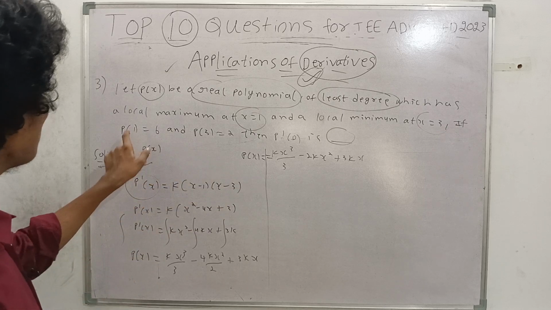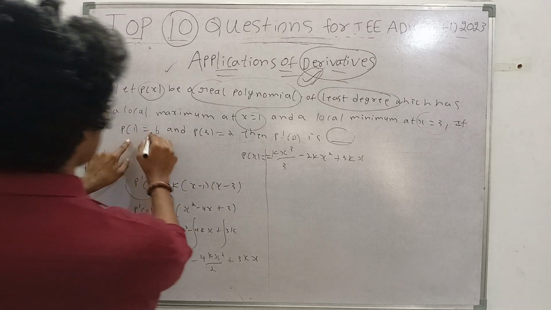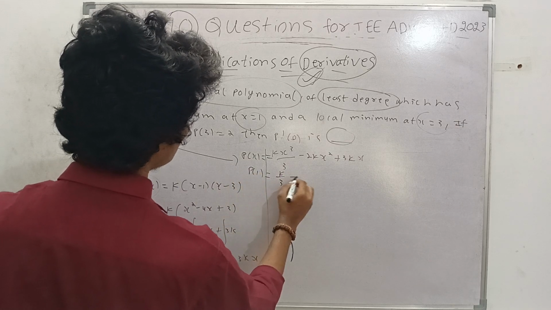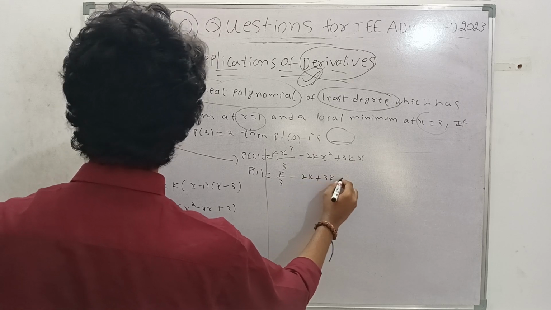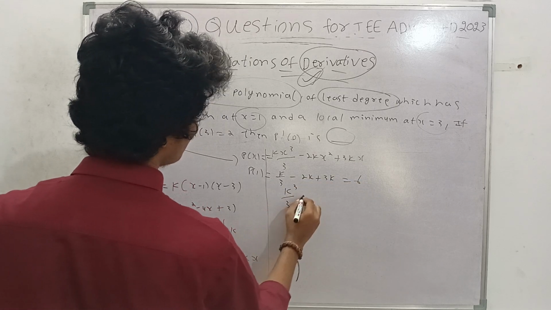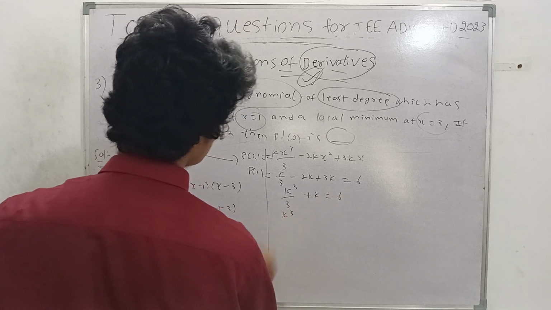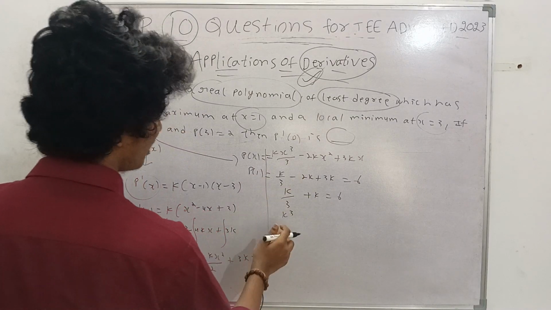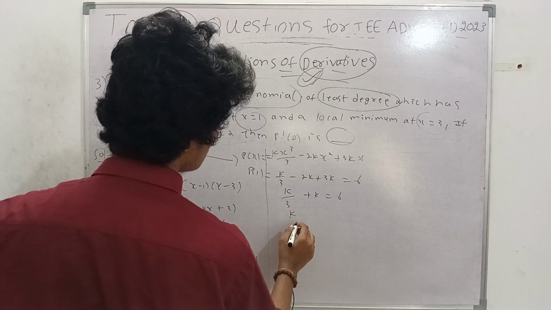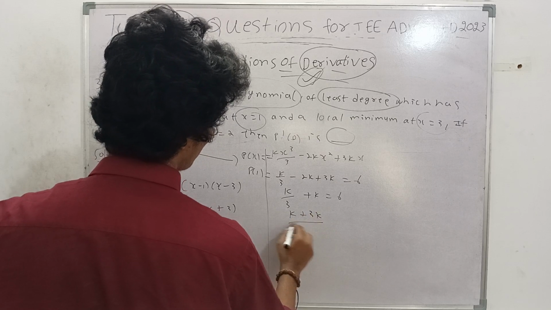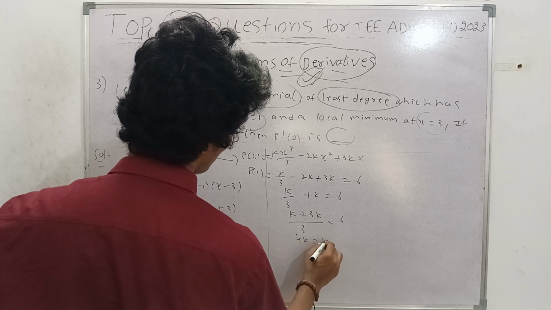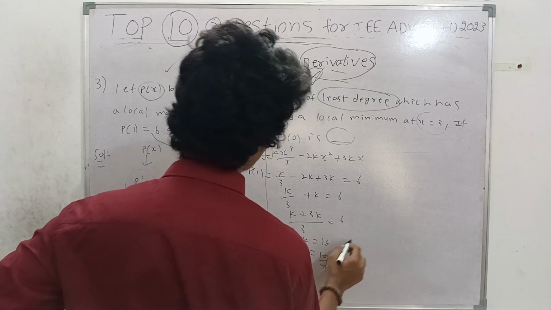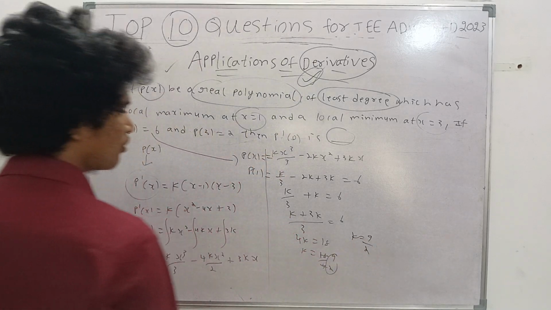And what is given? P of 1 equal to 6 and P of 3 equal to 2. Suppose I am taking P of 1, which is 6. Substituting 1, k by 3 minus 2k plus 3k should be equal to 6. So k by 3 plus k equal to 6. It is divided by 3, I forgot. So k plus 3k divided by 3 equal to 6, 4k equal to 18, k equal to 18 by 4, that is k equal to 9 by 2.